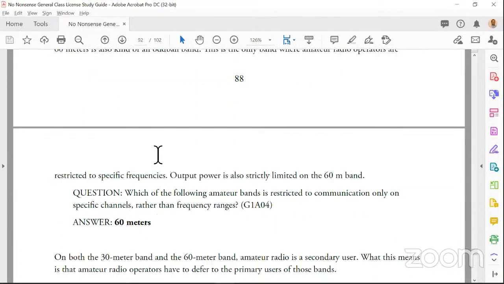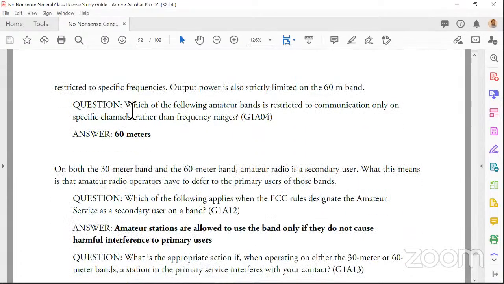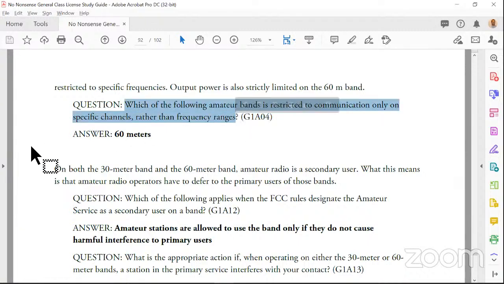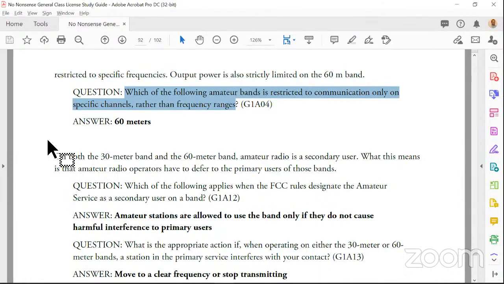Okay. So let's go. Okay, so another oddball band, or the oddball band. Which of the following amateur bands is restricted to communications only on specific channels rather than frequency ranges? Let's dissect this question. So we may have learned as amateur radio operators, we have our radio, our transceivers, and we have our tuning knob. Just like we'll have our AM, FM radio, and we'll tune around the dial. We do that as amateur radio operators on our transceiver as well.